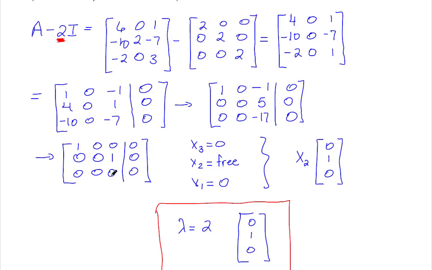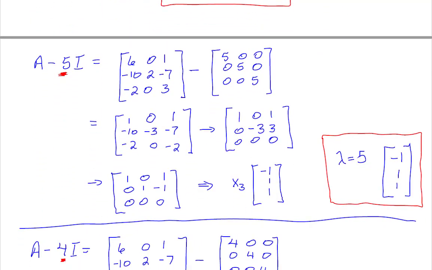So what does that tell me? That says that x3 from here is 0. x2 is free, x1 is 0. And so putting that together, that's x2 times (0, 1, 0). So for lambda equals 2, a basis is (0, 1, 0).